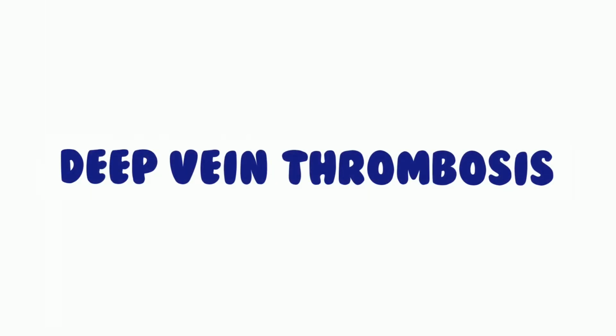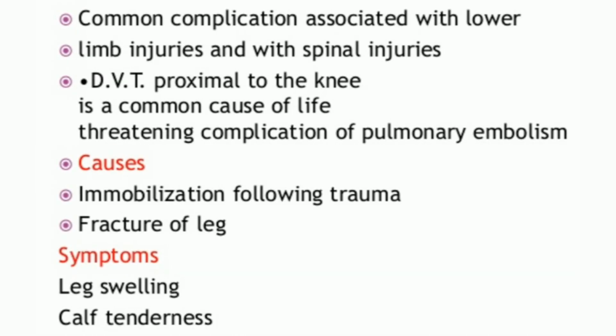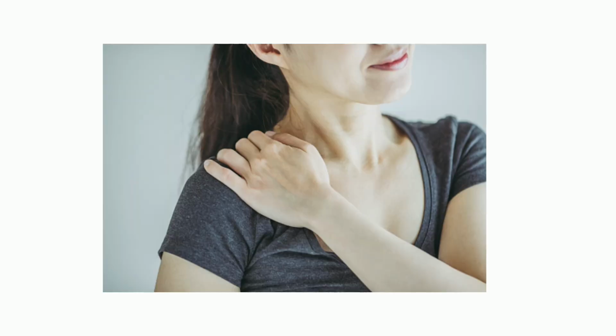Deep vein thrombosis is a common complication associated with lower limb injuries and spinal injuries. Deep vein thrombosis proximal to the knee is a common cause of the life-threatening complication of pulmonary embolism. Causes are immobilization following trauma and fracture of the leg. Symptoms are leg swelling and calf tenderness. Joint stiffness is a common complication of fracture treatment. Shoulder, elbow, and knee joints are particularly prone to stiffness following immobilization.